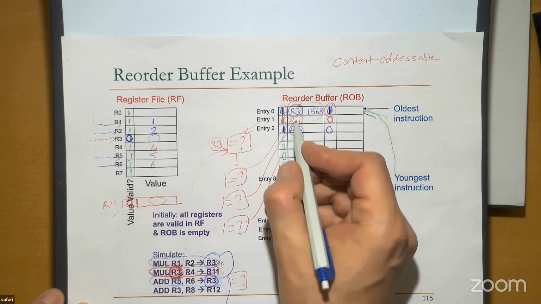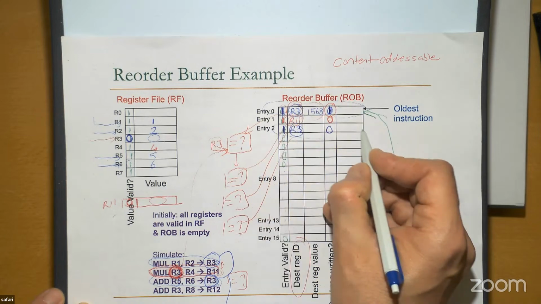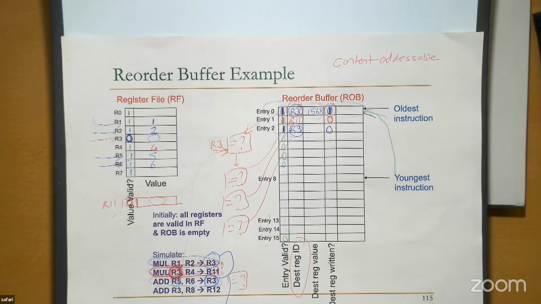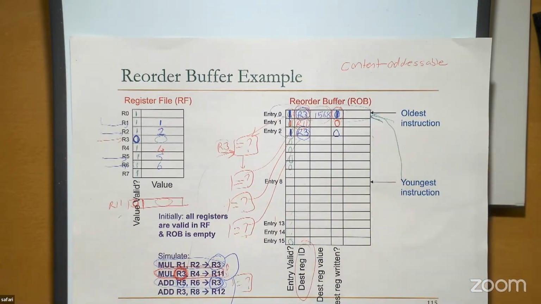We basically say this R3 is going to be produced at this location, and this other R3 is going to be produced at this location. And they're really different R3s, semantically. So this is how a reorder buffer enables renaming of registers. And this is going to be very, very important in the next lecture. That's the reason why I wanted to go through this.